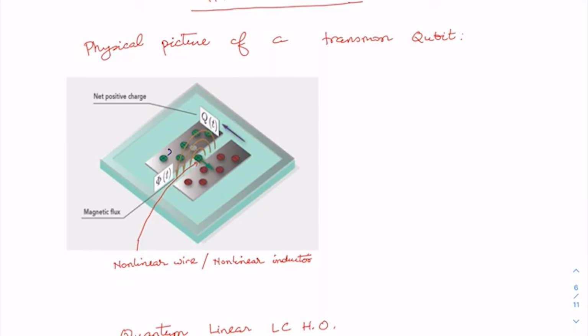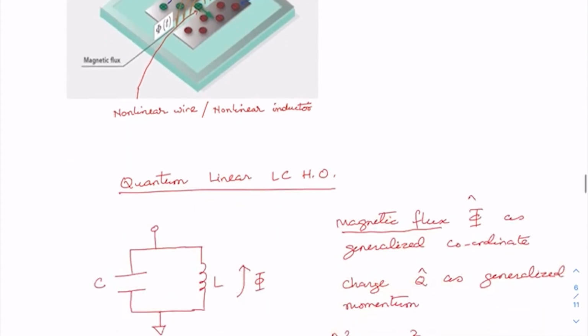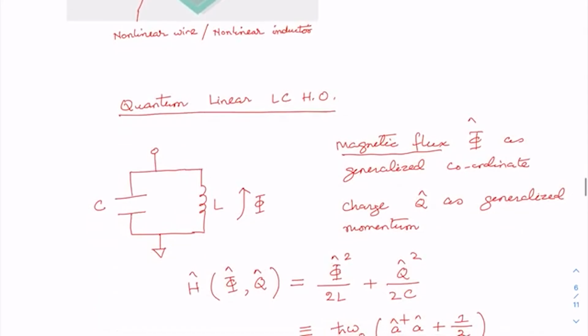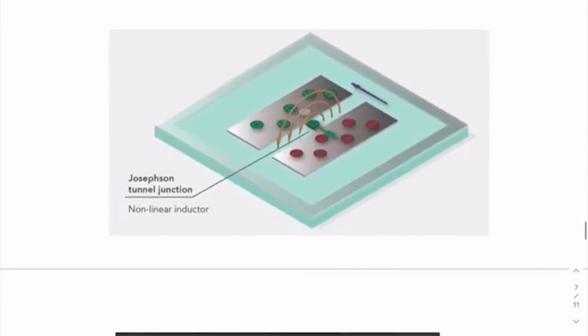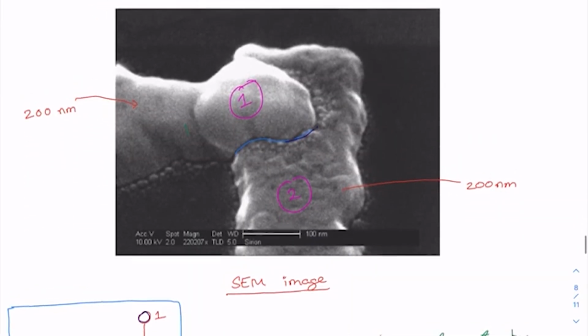We discussed that it basically consists of two metal pads, metal pad 1 and metal pad 2, connected by a nonlinear wire or a nonlinear inductance. And to discuss it, we briefly revised what we learned about the quantum linear LC harmonic oscillator, and we utilize these things in the later part. And also I have discussed a scanning electron microscope image of a real Josephson junction.